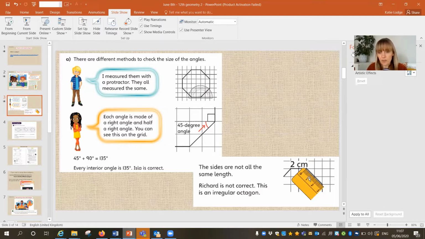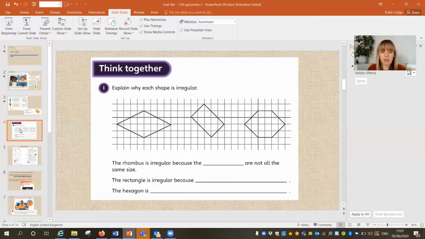Now, we can see that there, Mrs. Lodge said on the first slide, oh, look, there were two squares going across. Is the diagonal going across two squares, so is that the same? But actually, when we measure it with our ruler, this one is 3 centimeters long, and this one is 2 centimeters long. So it isn't a regular octagon. Why? Because the sides are different lengths. The angles might all be the same, but the sides are different. Therefore, it's an irregular polygon. That's what we have to remember.